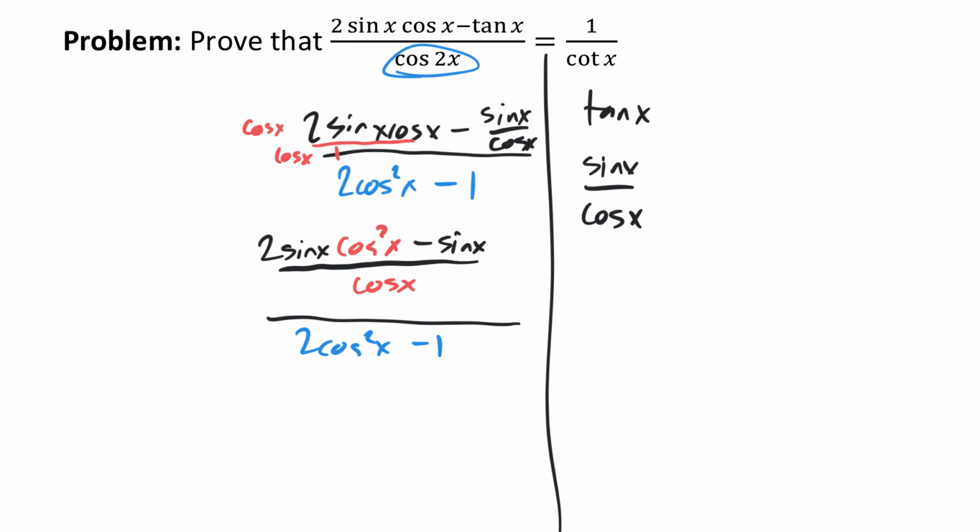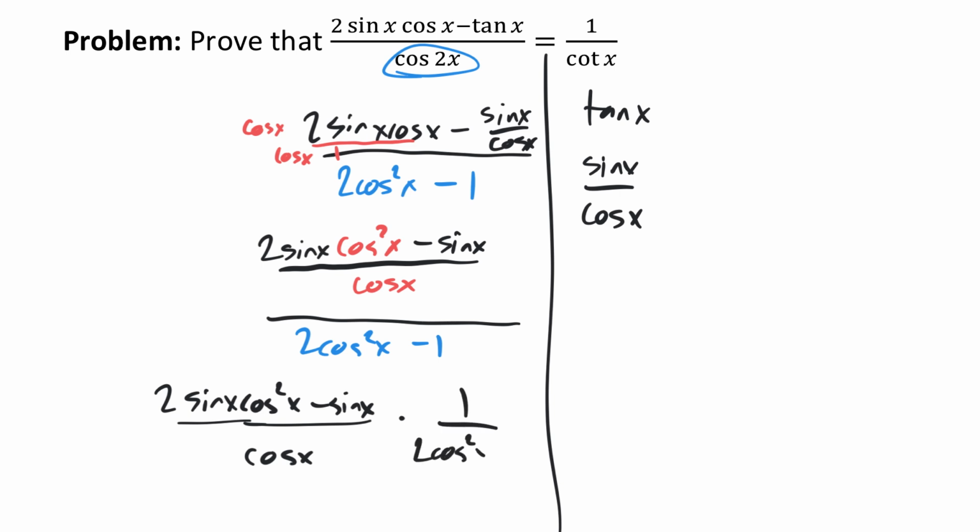Okay, I probably should work on those fractions and get them together, because having the fraction in the fraction is pretty messy. So let's write it as 2 sine x cos squared x minus sine x over cos x multiplied by 1 over 2 cos squared x minus 1. We're trying to make this fraction a little simpler.